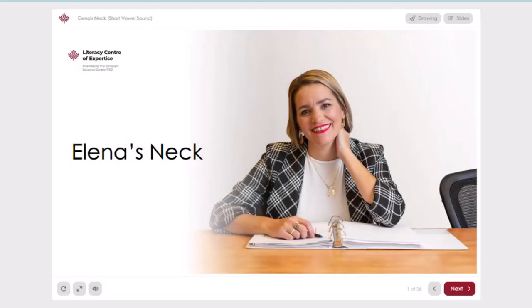So with this book, Elena's Neck, the first thing you could do is look at the title page and make predictions about what might happen in the story. This is where you could model with a think aloud. I wonder what might happen to Elena's neck. What do you think? Maybe she hurts it? Let's find out.